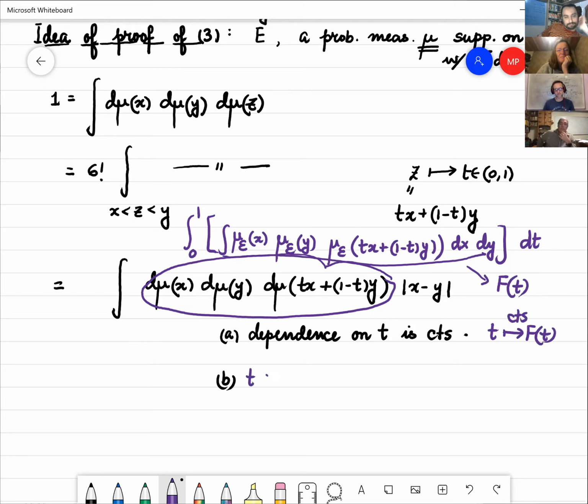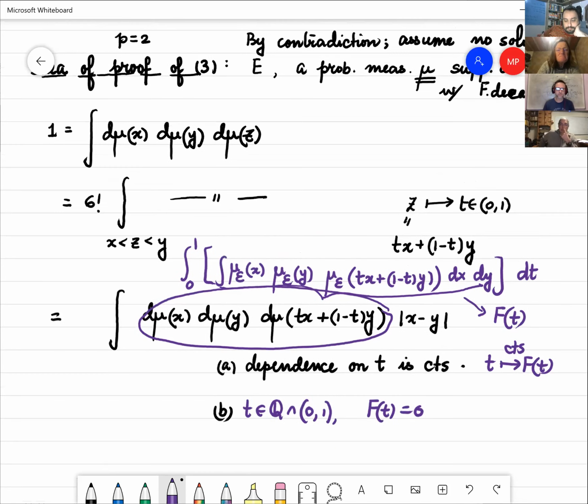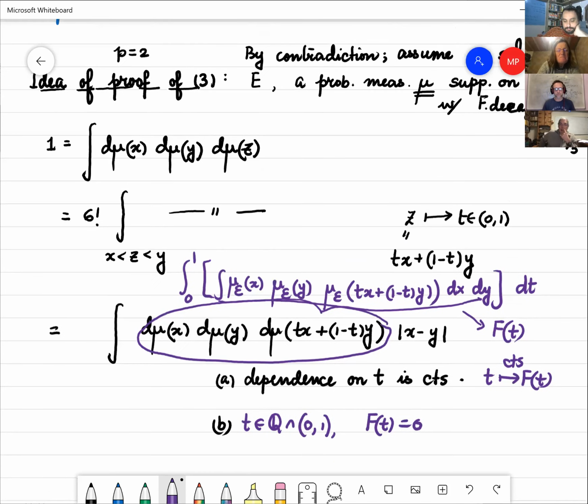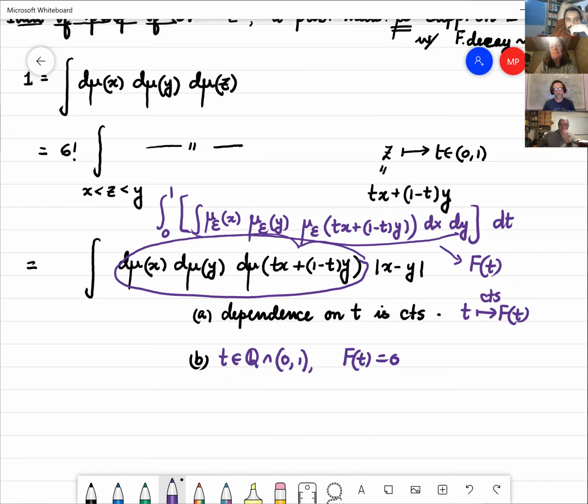Moreover, if t is rational in (0, 1), f(t) is 0. Why? This goes back to our proof by contradiction. We had assumed no solution. In fact, the fact that there is no solution means that this object, which picks up exactly the solutions, has to vanish. If it were non-zero, that would mean there exists some solution. And now you see where we are going with this.